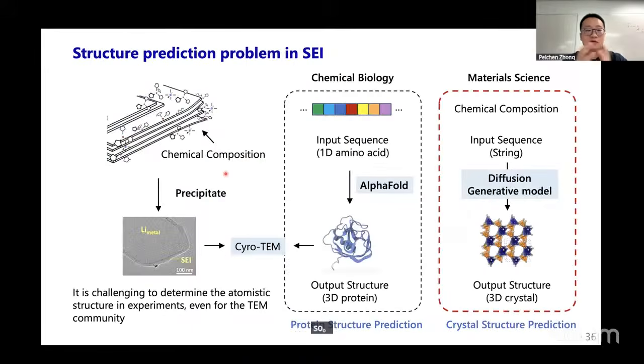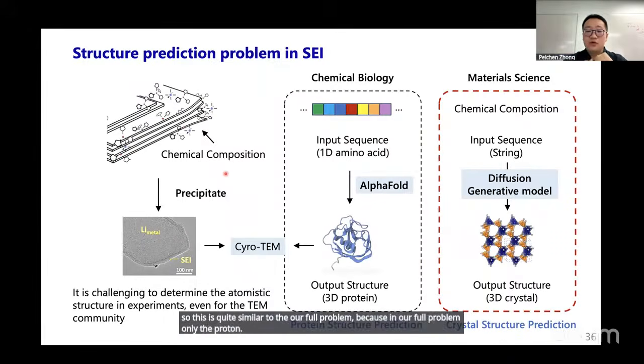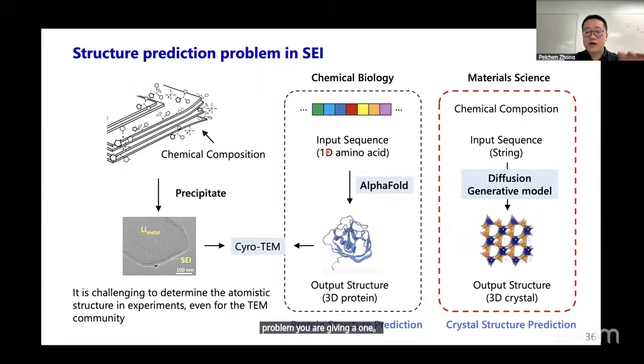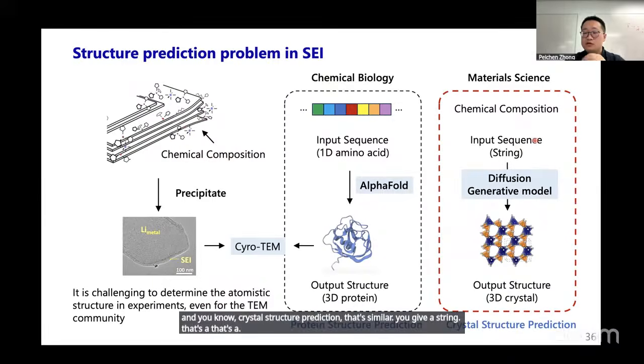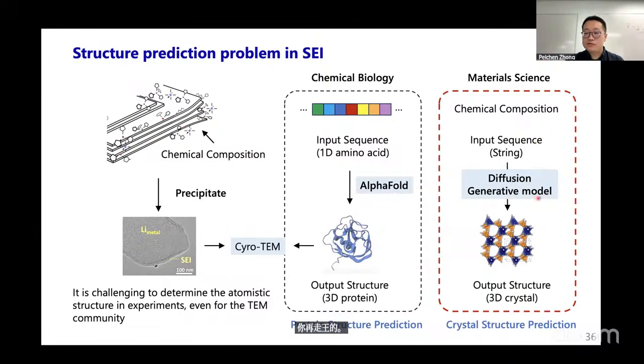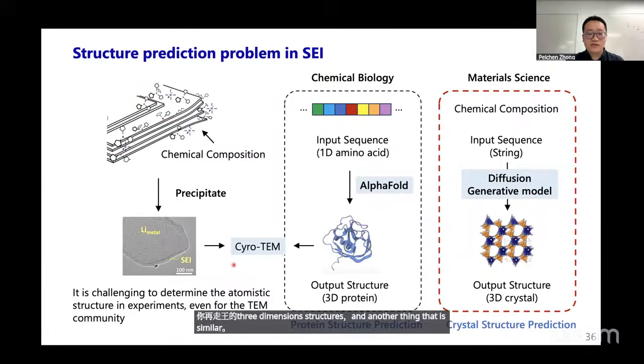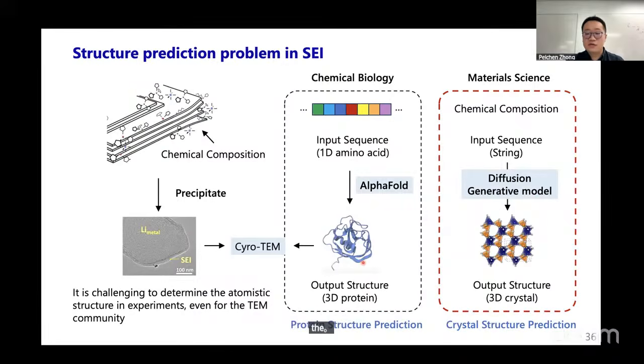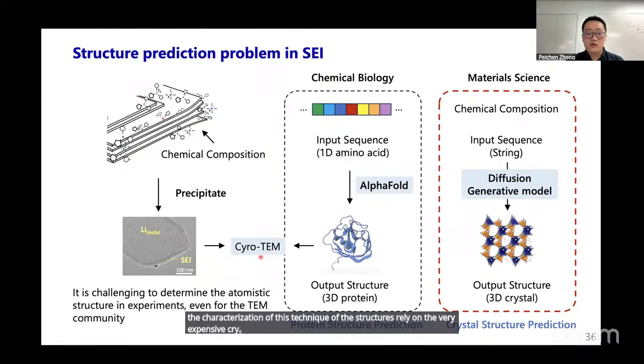So this is quite similar to the AlphaFold problem, because in the AlphaFold problem, or in the protein folding problem, you are given a one-dimensional amino acid sequence as input information, and you want to predict the three-dimensional structures. And in the crystal structure prediction, that's similar. You give a string, a one-dimensional sequence, and we want to use the diffusion model to get the three-dimensional structures. Another thing that is similar between the SEI and protein folding is that the characterization of the structures relies on very expensive cryo-TEM or cryo-XPS that can be quite expensive in the experiments.